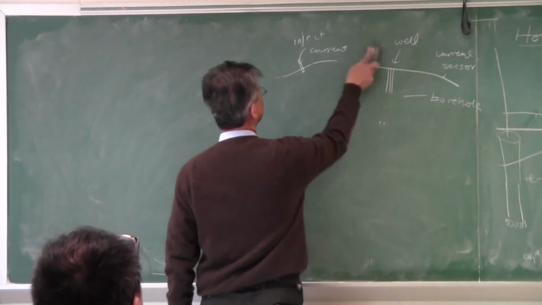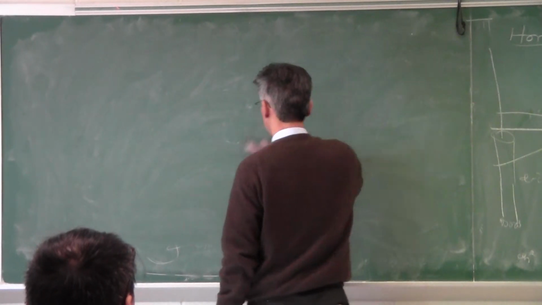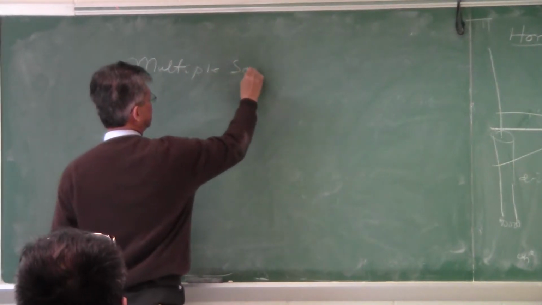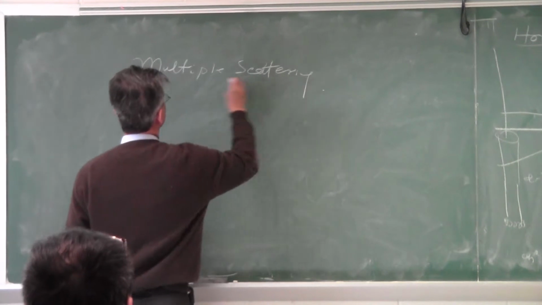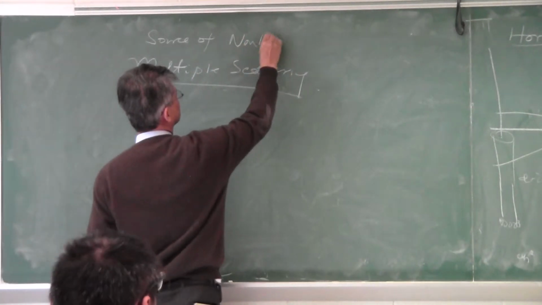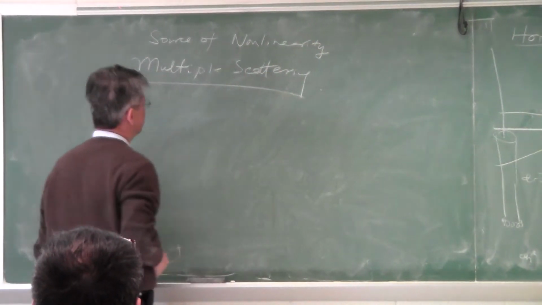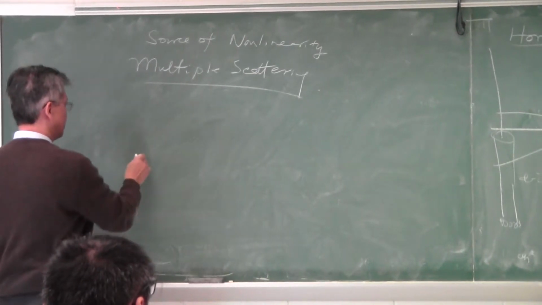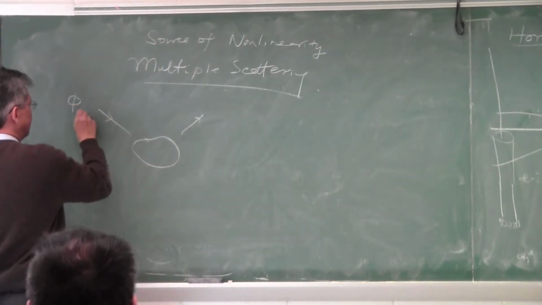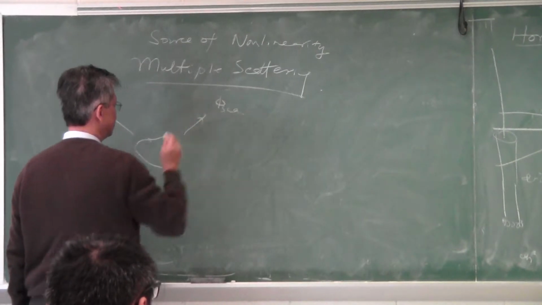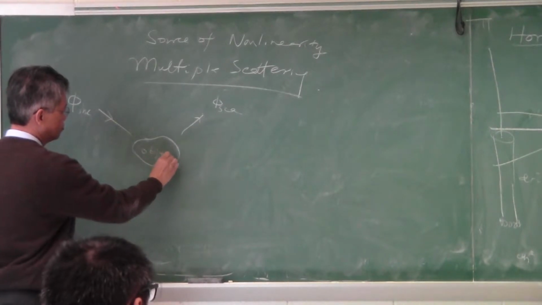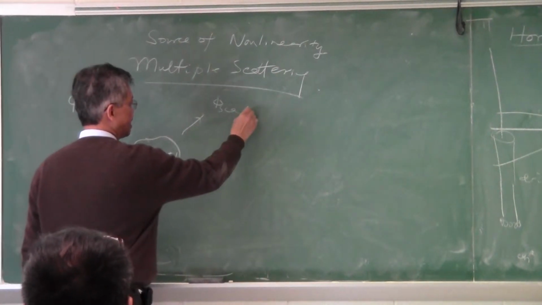Nonlinearity comes about from a number of physics. One is multiple scattering. Okay, source of nonlinearity. Say if I have an object producing a scattered field, I have an incident field, and then I have a scattered field here. Okay, I have object 1, and then it produced scattered field 1.